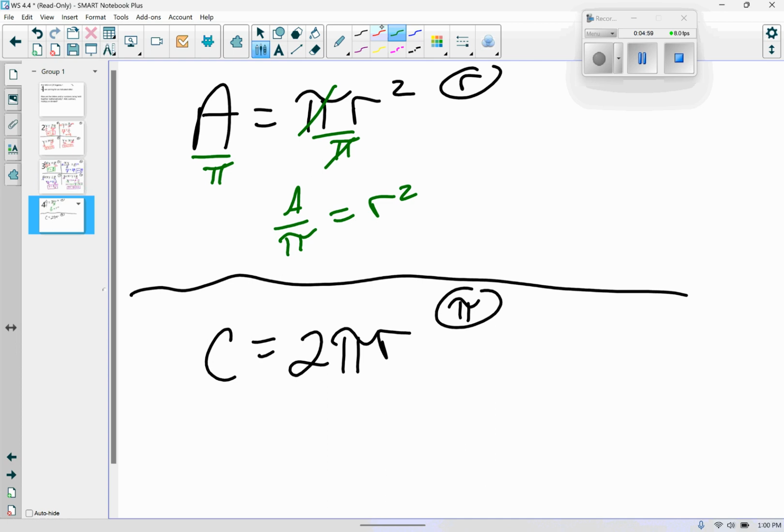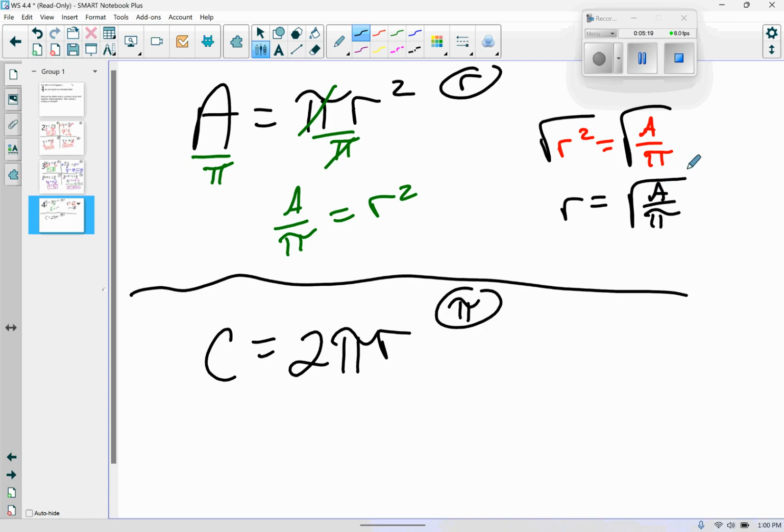Now this one, we're not probably going to see this at all, but how would I have r squared equal something? So I have r squared is equal to a over pi. So what undoes r squared is I have to take the square root of both sides. So I get r equals the square root of a over pi. And then in future classes, you'll figure out how to not have the square root sign in the bottom part of the fraction. But as far as right now, we're totally fine.